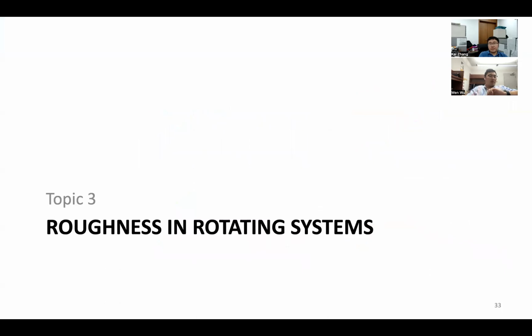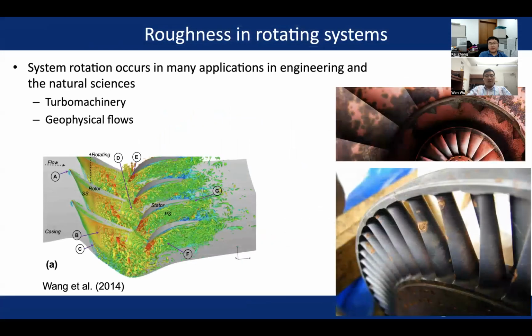So that's the second topic. I think I'm running late, so I'm going to be brief on the last one. It is roughness in rotating systems. Rotating systems are, again, what we often encounter in engineering and natural science.